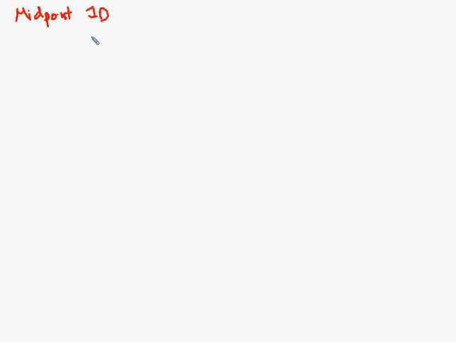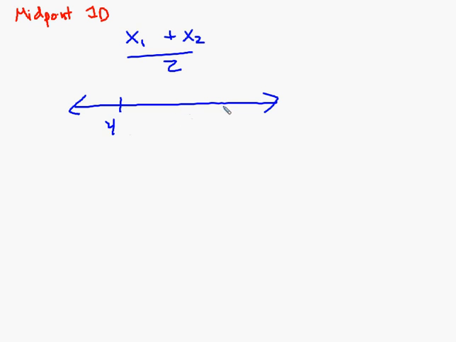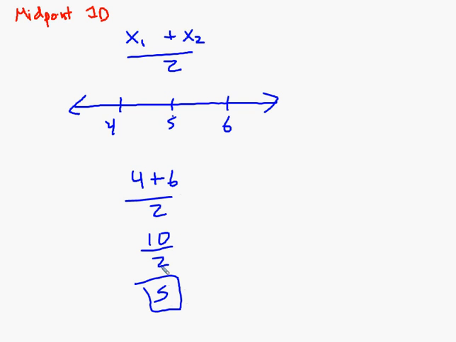I'm not going to talk too much about this as much as I did the distance, but it is basically an average of 2 points. So I take my first point, add it to my second point, and divide by 2. And that gives me the average, the middle of them. So we can see the middle of 4 and 6 should be 5. So that's going to be 4 plus 6 divided by 2, which is 10, divided by 2, which is 5.